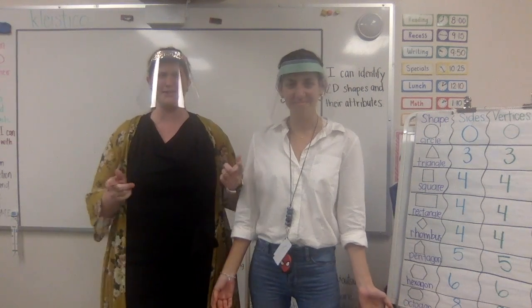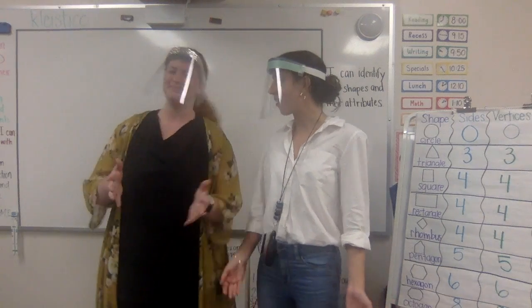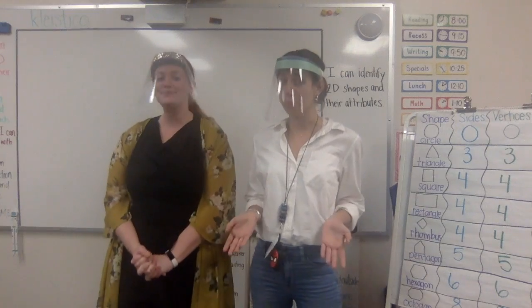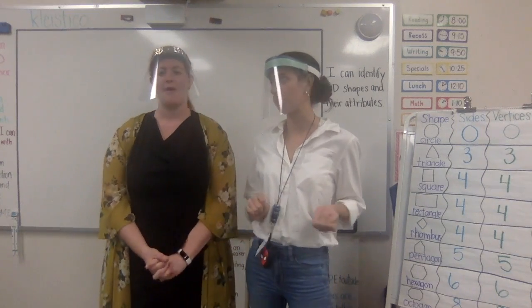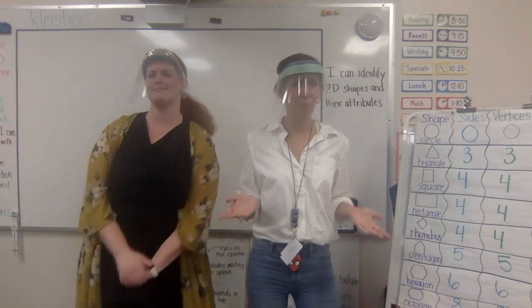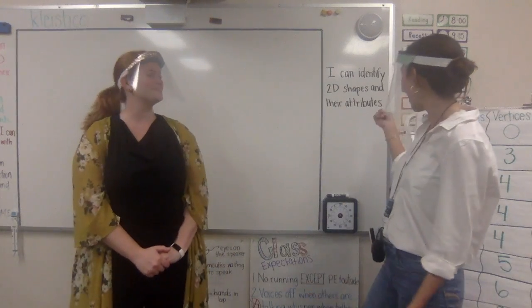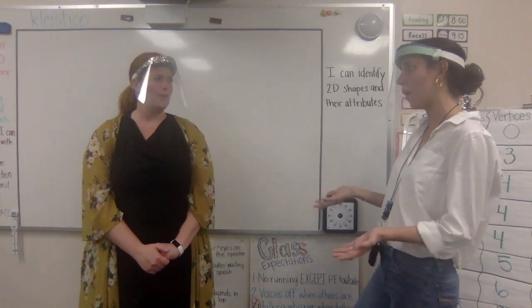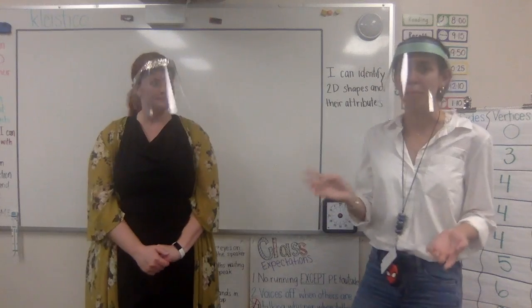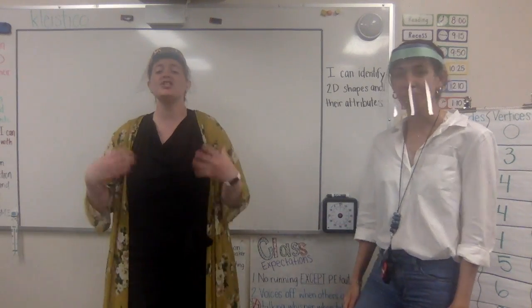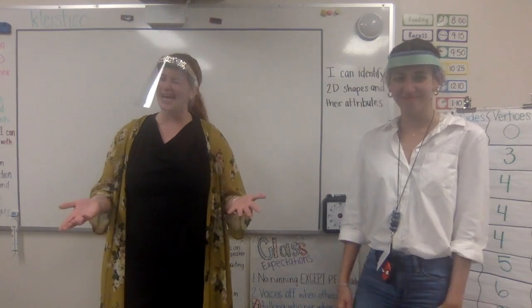Miss Lestico, we're still learning about shapes. Yes, we are. And today we're going to play a super fun game to help us practice those shapes and their attributes. But first, we need to review. What's our target? Our target is I can identify 2D shapes and their attributes. And we know by this point those attributes are how many sides and vertices a shape has. That's right. It's a different way to describe the characteristics of the shapes.